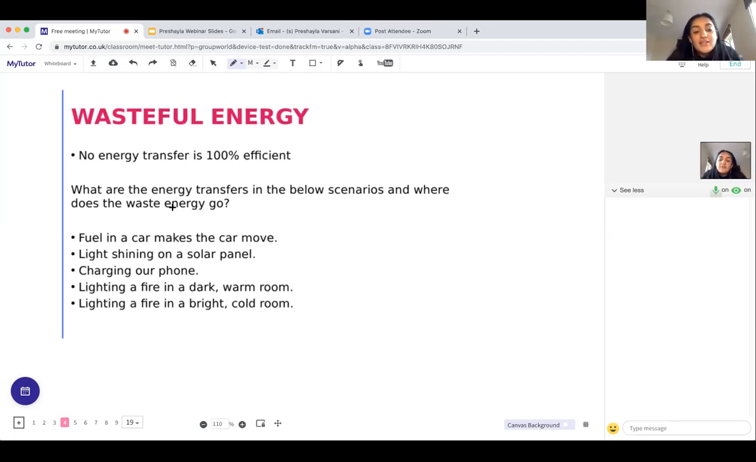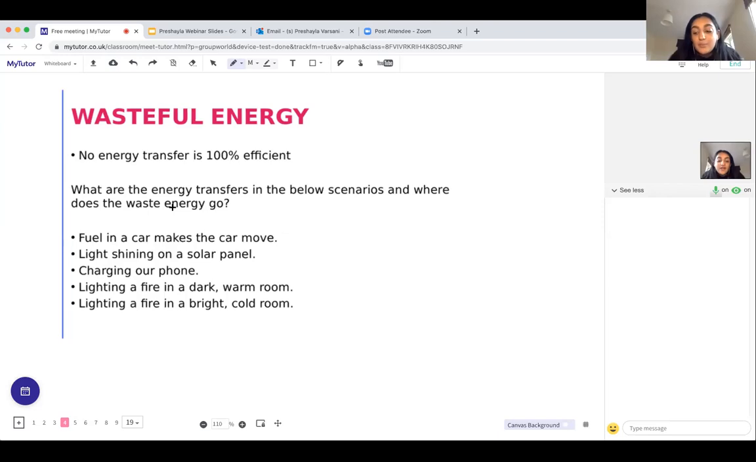Lighting a fire in a dark, warm room. If we were to light a fire in a dark, warm room, the purpose is clearly to light up the room, not to heat the room. So the fire's purpose is lighting up the room. The wasted energy would be the heat.